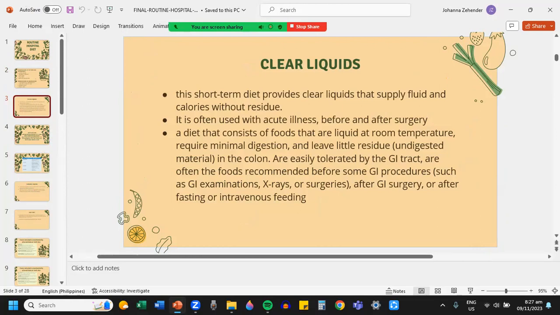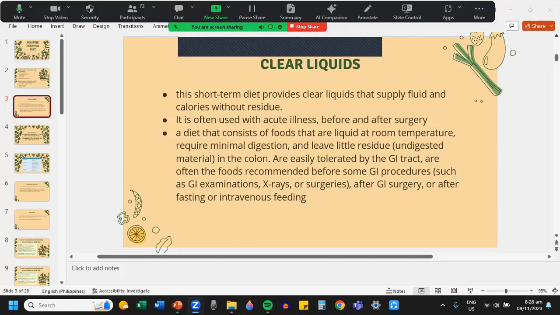Okay, so first let's start with clear liquids. This short-term diet provides clear liquids that supply fluid and calories without residue. It is often used with acute illness before and after surgery. This is a diet that consists of foods that are liquid at room temperature, that require minimal digestion, and leave little residue. Okay, so these are undigested material in the colon.